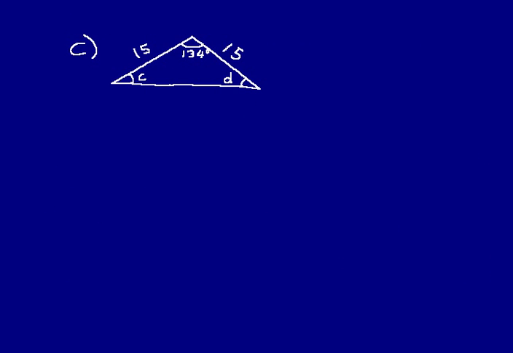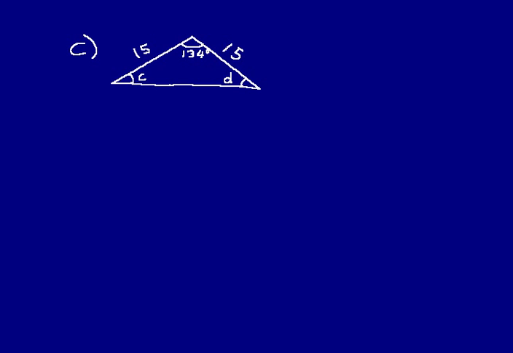Let's do one more problem with triangles. In this one, we've been given the obtuse angle. That's 134 degrees. Remember, an obtuse angle is greater than 90. So this is an obtuse triangle, since at least one angle is greater than 90. Acute triangles, all of the angles are less than 90.